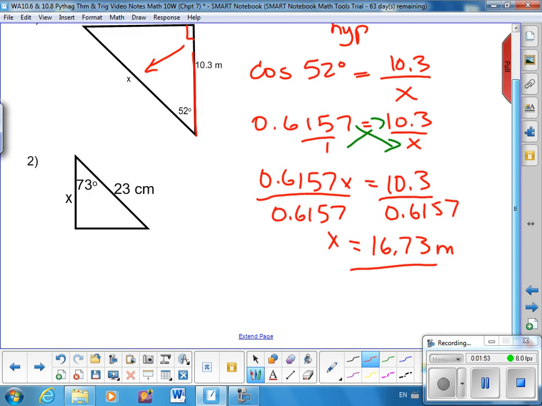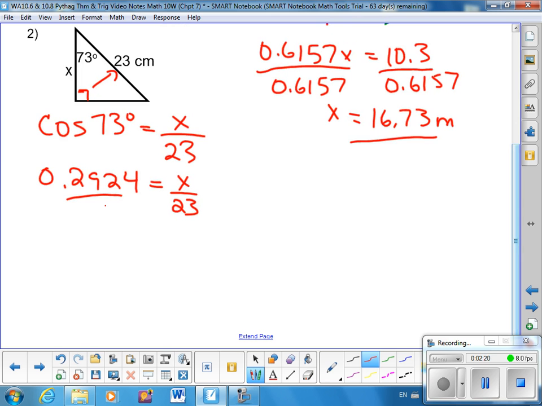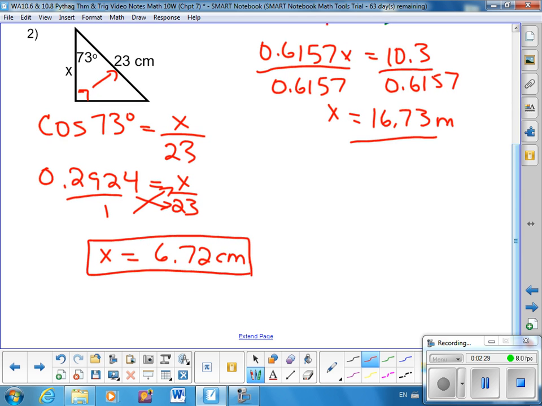The second question, I have the cos of the angle 73 degrees equals adjacent over the hypotenuse. So if you're not sure which is the adjacent, which is the hypotenuse, look for the hypotenuse across from the right angle. Hypotenuse always goes on the bottom, adjacent goes on the top. So the cos of 73 is 0.2924 equals x over 23. Cross multiply, and x is going to be 6.72 centimeters. Make sure you put the units of measure on your answer to make it correct.